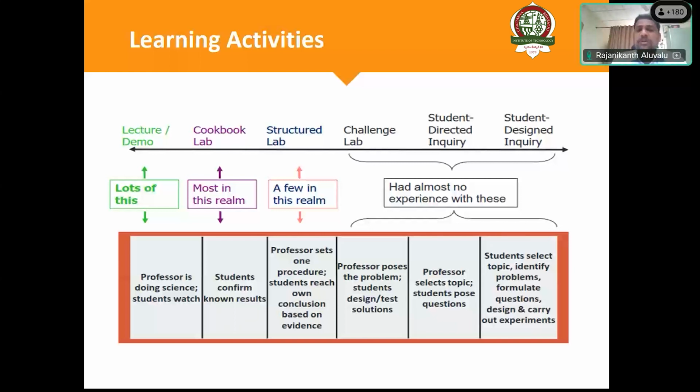So from the lecture to the cookbook to the structured lab to the challenge lab, student directed inquiry and the student design inquiry. No doubt we can't reach the student design inquiry right now, but at least the academic systems or the curriculum systems have to transform from the lecture demo to the cookbook labs. Then in the latter revision go for a structured lab, then a challenge lab, and further and further. This is how the learning activities have to be developed.